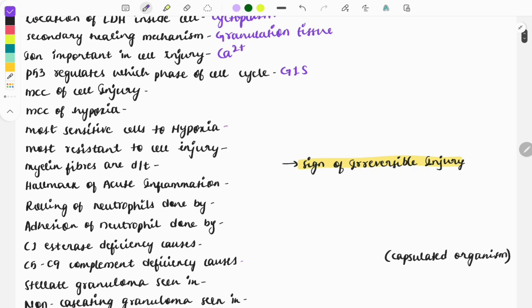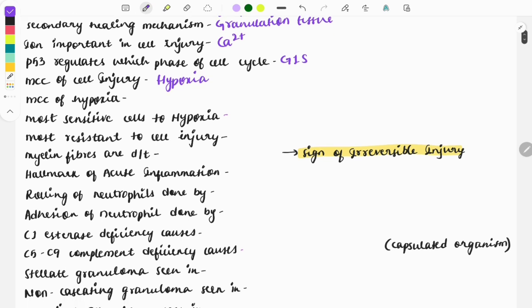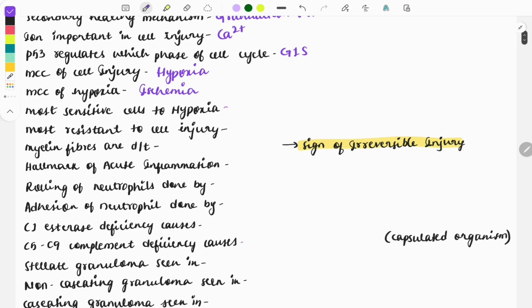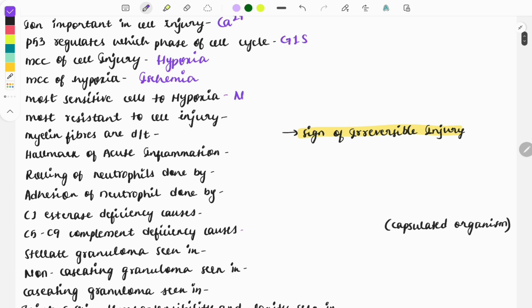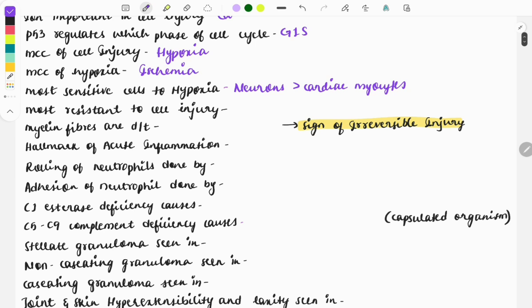The most common cause of cell injury. The answer is hypoxia. And questions can also be asked on the most common cause of hypoxia, and it is ischemia. Okay, then most sensitive cell to hypoxia. The cells which are most sensitive to hypoxia are the neurons. The first is the neuron, and the second most common cell sensitive to hypoxia will be the cardiac myocytes.